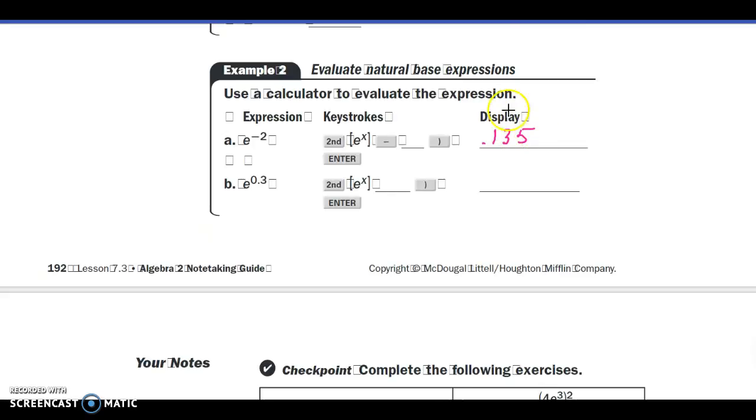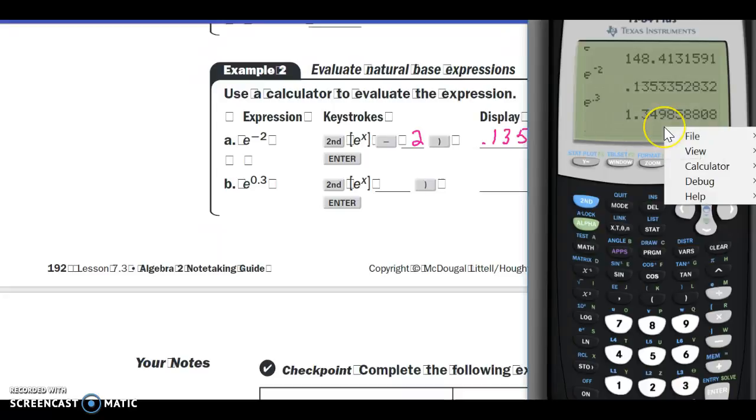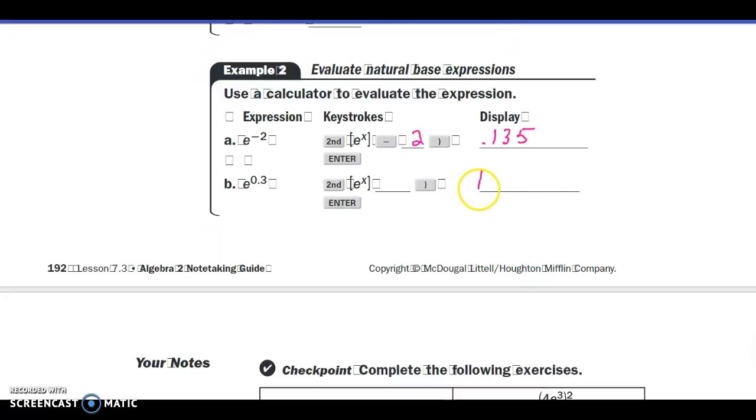And I'm not too worried about what goes in these other blanks, but in case you are, these are the keystrokes: e to the x, and then the negative sign, and then the 2. Okay, and it gives you the parentheses. And then down here we're going to do e to the 0.3 power. So again, second and ln to get e to the x. I'm going to put 0.3 in my exponent, and then enter. And I get 1.35. So the 9 rounds the 4 up to a 5. So 1.35.